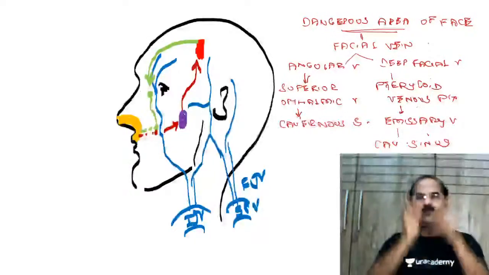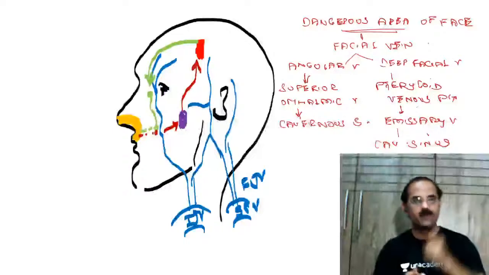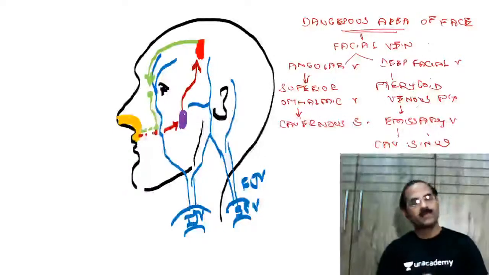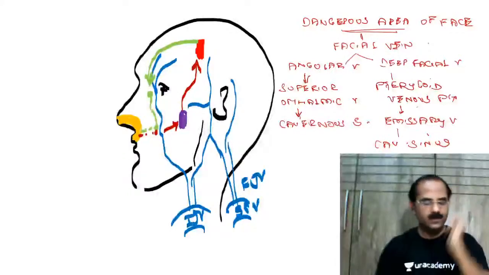So that's about the venous drainage of the face, that's about the dangerous area of the face, and this is how the infection from the dangerous area goes to the cavernous sinus. Something else I'll tell you. So this is about the venous drainage. We start with the sensory nerve supply of the face.